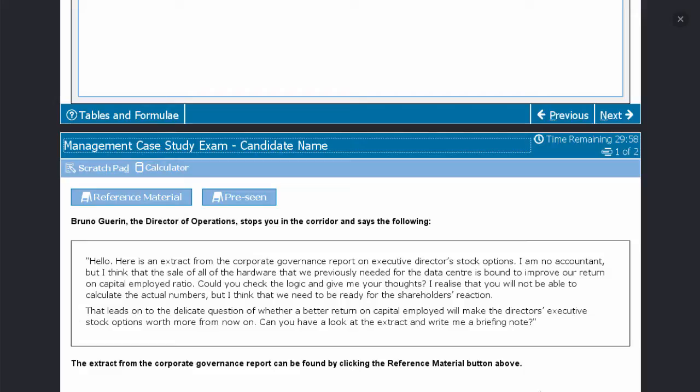That leads on to the delicate question of whether a better return on capital employed will make the director's executive stock option worth more from now on. Can you have a look at the extract and write me a briefing note? This is a very good question actually.